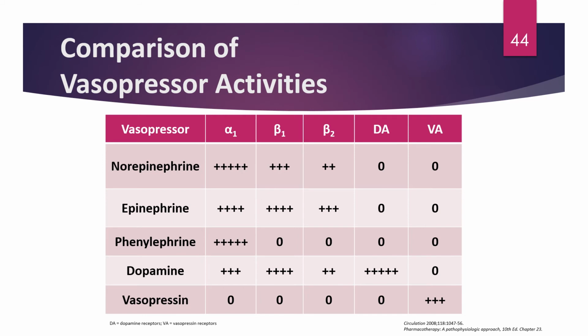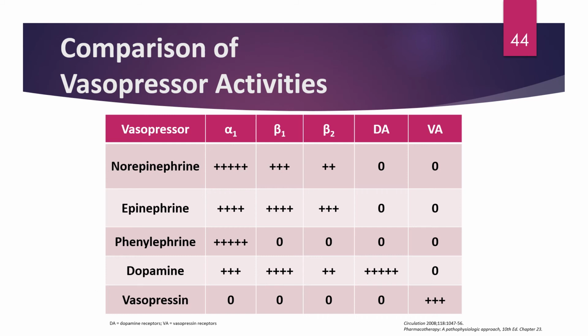So this here actually compares all of the different vasopressor activities. All I want you to know, I don't necessarily want you to know each of the different amounts of pluses or whatnot. I do want you to keep in mind though what was on the slides and basically where they bind and approximately, do they bind better to alpha or do they bind better to beta? Is it a better alpha agent or is it a better beta agent?